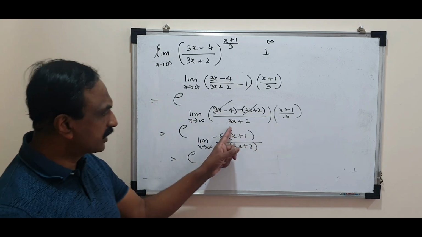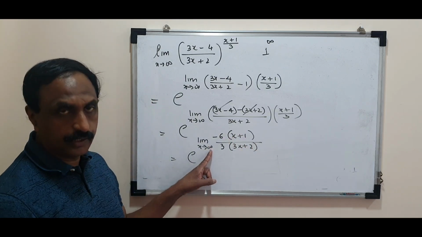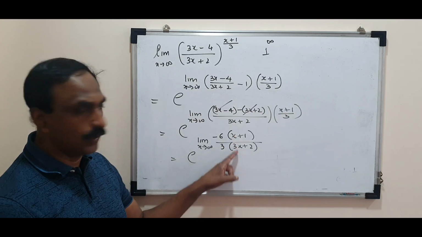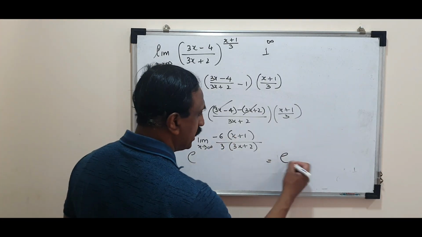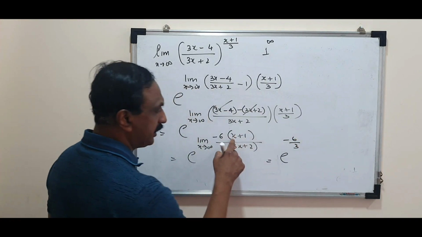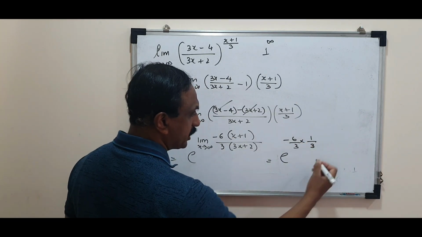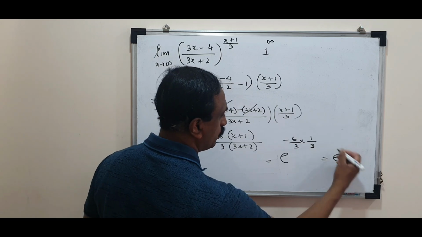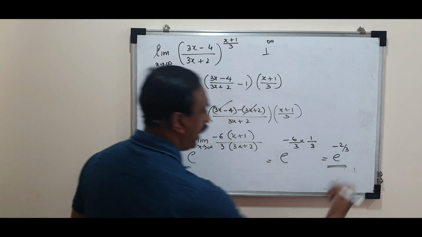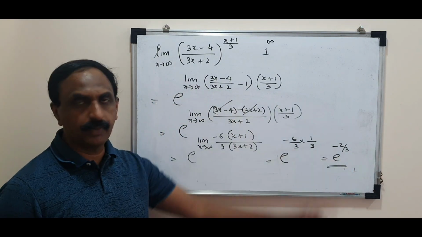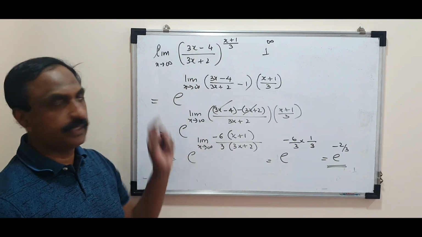Now I can calculate this limit directly because x is tending to infinity. The degrees are equal. So directly my answer is e raised to 6 by 3. The coefficient of x is 1, coefficient of x is 3. Hence my answer is e raised to minus 2 by 3. So I can calculate directly e raised to minus 2 by 3. So this is an easy method of doing the problem.